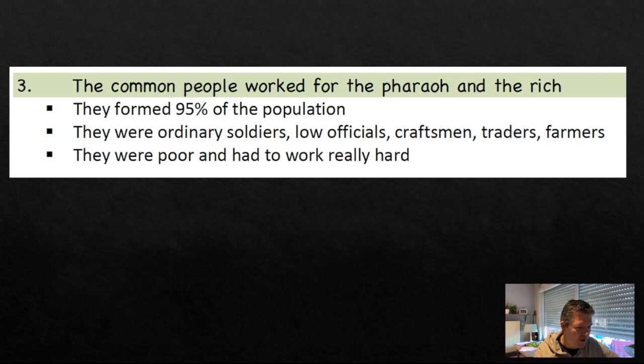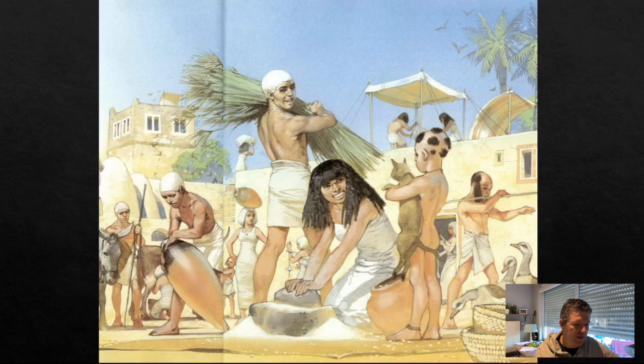So therefore 95% of the population. There are soldiers, low officials, craftsmen, traders, farmers. Do you understand all these words? So low officials, lage bedienden. Craftsmen, ambachtslui. Dus craft is met je hand werken. Minecraft, bijvoorbeeld. Traders, handelaars, farmers, boeren. They were poor and had to work really hard, of course. Sad.